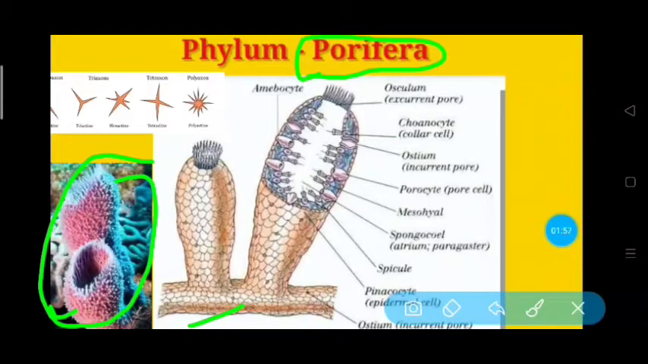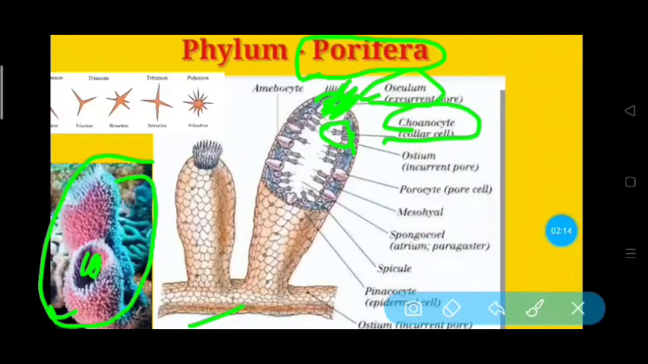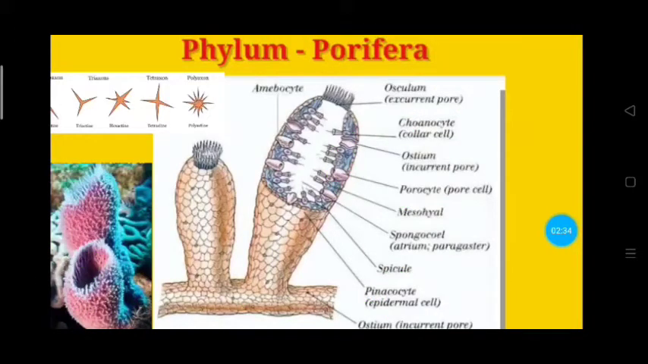Okay, this sponge has a mouth, the uppermost opening. Here you can see this uppermost opening is known as osculum. Okay, and these types of cells are known as choanocytes, or collar cells. These cells are called porocytes or pore cells. And the skin, the dermal layer of this, is made up of pinacocytes. In this way, this is the specimen of phylum Porifera.